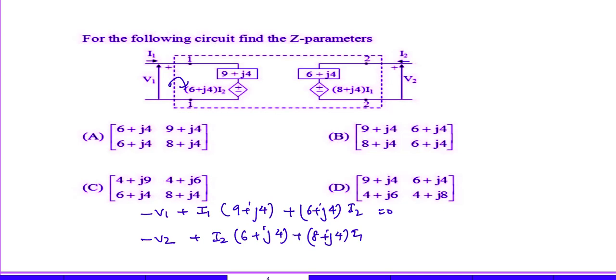So for Z parameters, V1 equals Z11 I1 plus Z12 I2, with 9 plus j4 and 6 plus j4, 6 plus j4 and 8 plus j4. So option B is the answer. Option B is the answer. Next question.